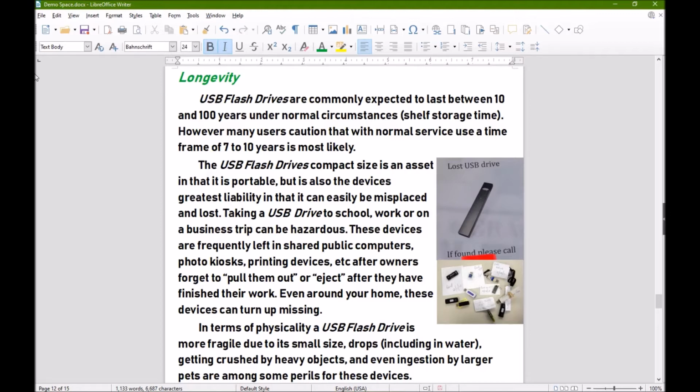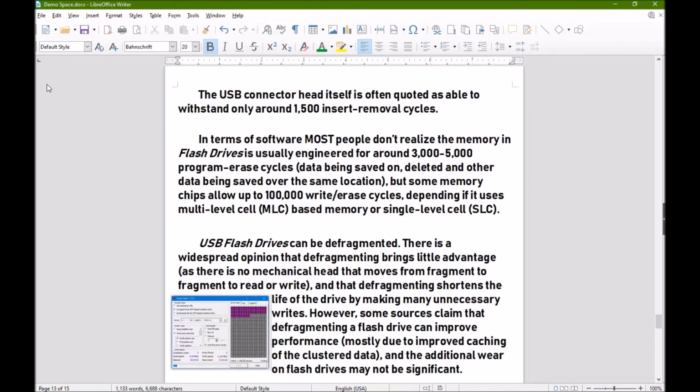In terms of physicality, a USB flash drive is more fragile due to its small size. Drops, including in water, getting crushed by heavy objects, and even ingestion by larger pets are among some perils for these devices. The USB connector head itself is often quoted as able to withstand only around 1,500 insert-remove cycles.